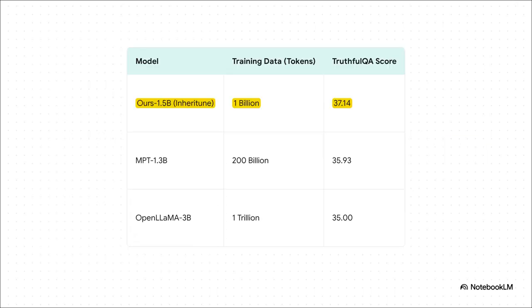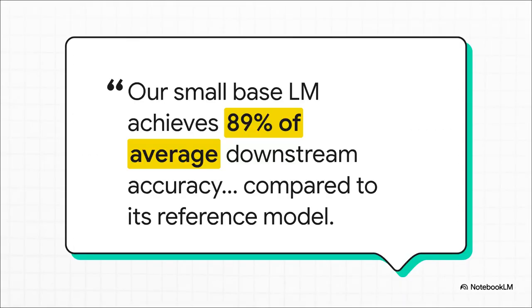It is literally punching way, way above its weight. And if you want the cold, hard numbers, here they are. On a key test for how factually accurate a model is, the Inheritune model actually scores the highest. And look at the data column. It beats models trained on 200 billion tokens, and even one trained on 1 trillion tokens. That's less data, less cost, for better results. That's the dream. And hey, don't just take my word for it. The researchers themselves say their small model gets almost 90% of the accuracy of a reference model that's twice its size and was trained on way more data. So the key takeaway is you get almost all of the performance for a tiny, tiny fraction of the cost.